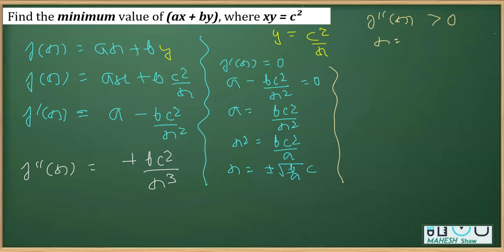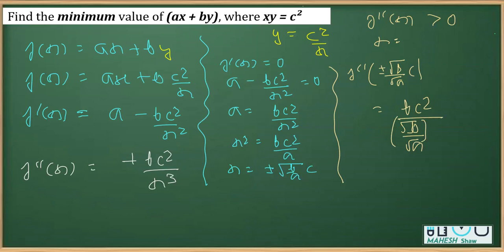Now, in order to solve this, this is what I'm going to do. I'm going to plug in f double dash x at plus minus under root b over under root a, c is equal to what? The numerator is bc square over x cube. That means cube of this. So this is under root b over under root a whole cube and c cube.